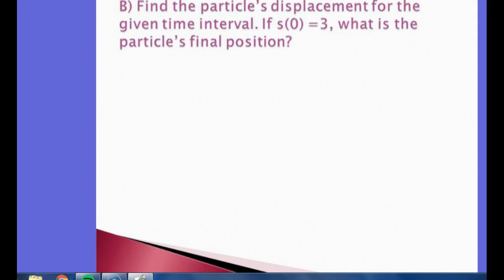So it says the particle started at initial position S of 0 equals 3. So initially this particle started at 0, 3. That's a key piece of information. We said that displacement is the integral of velocity. So what is the particle's final position? Well, final position is new position, which is displacement plus initial. So let's find its new position.